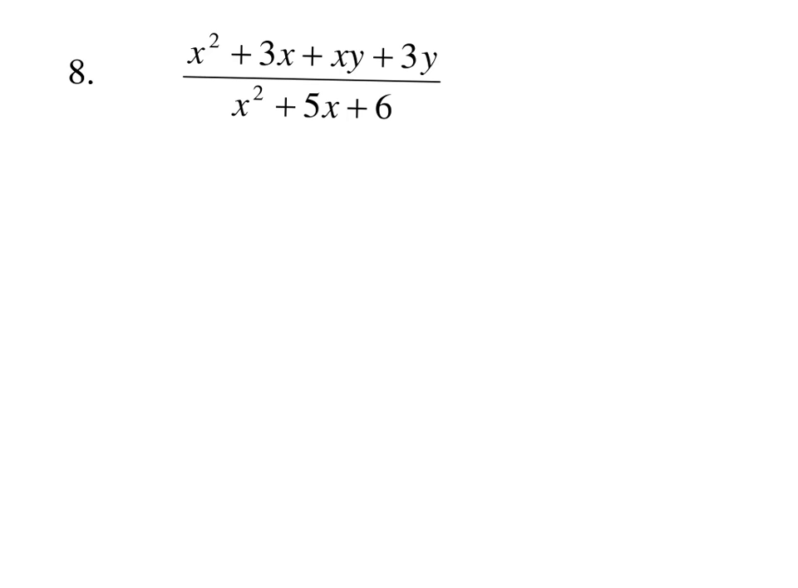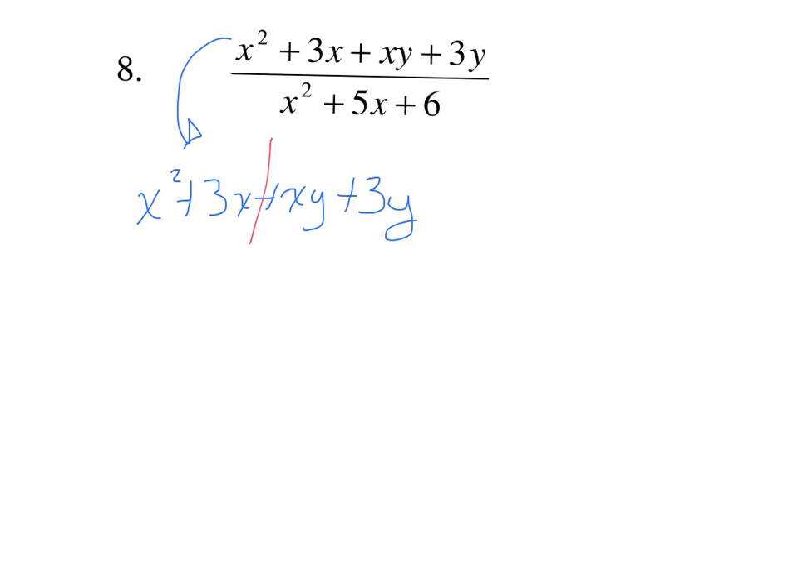Okay, so it looks like in the numerator here, we have 4 terms. So we're going to do factoring by grouping. I think I'm going to carry this down here and rewrite it. So we've got x squared plus 3x plus xy plus 3y, and I'm going to cut this in half, and I'm going to factor by grouping.